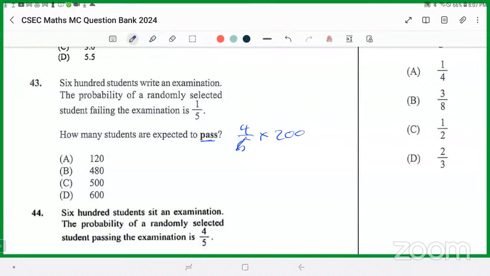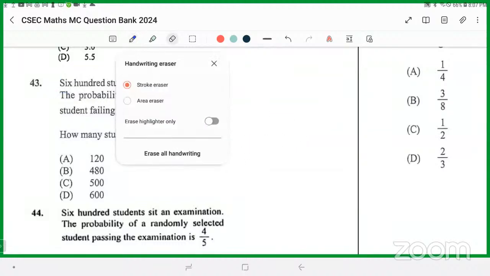5 into this goes 1 times 5 into this goes 4. 4 times 4. All right. How many students pass? Let's look at it. Oh, it's 600 students, not 200. My mistake.